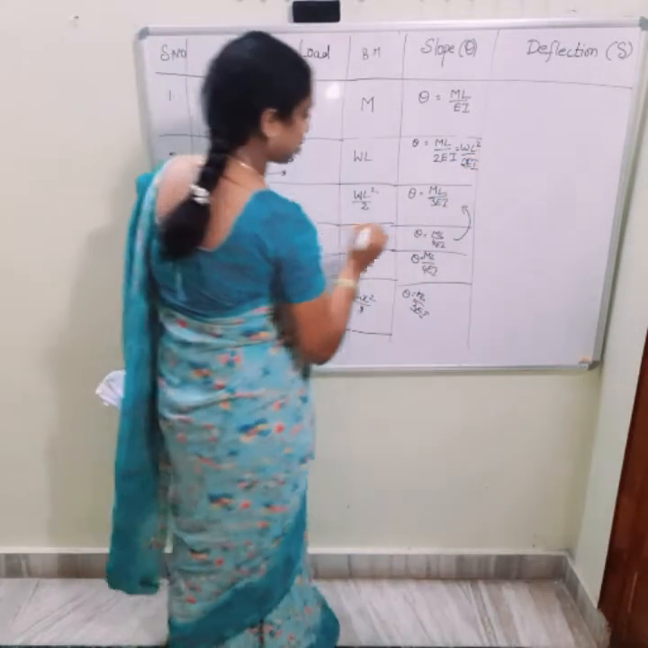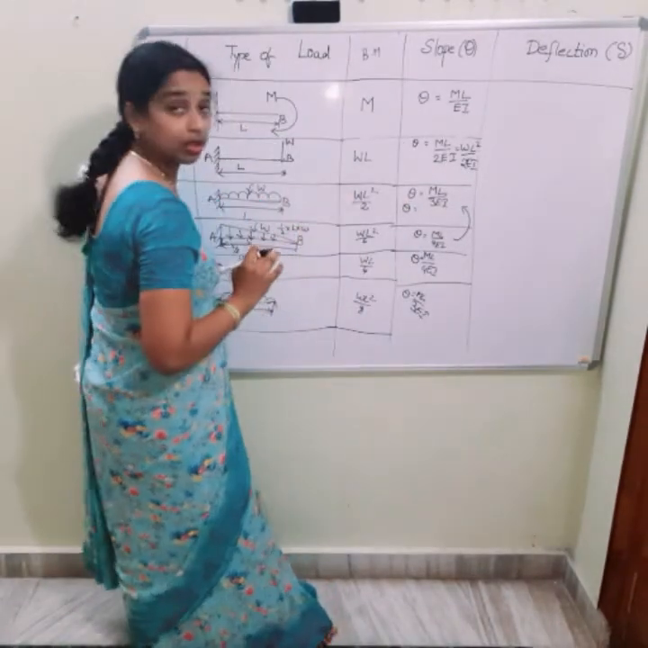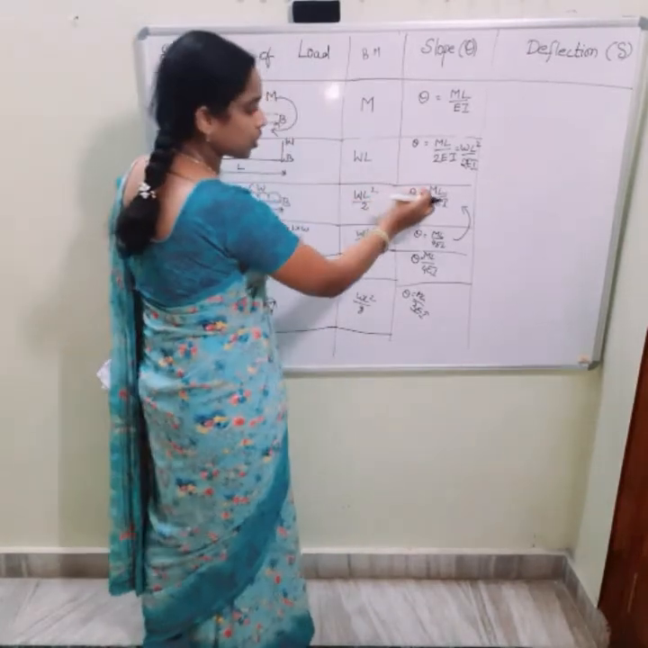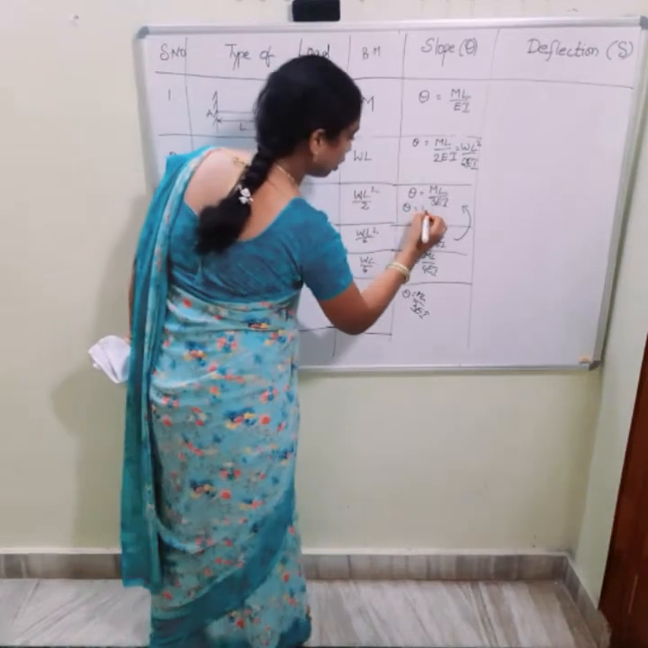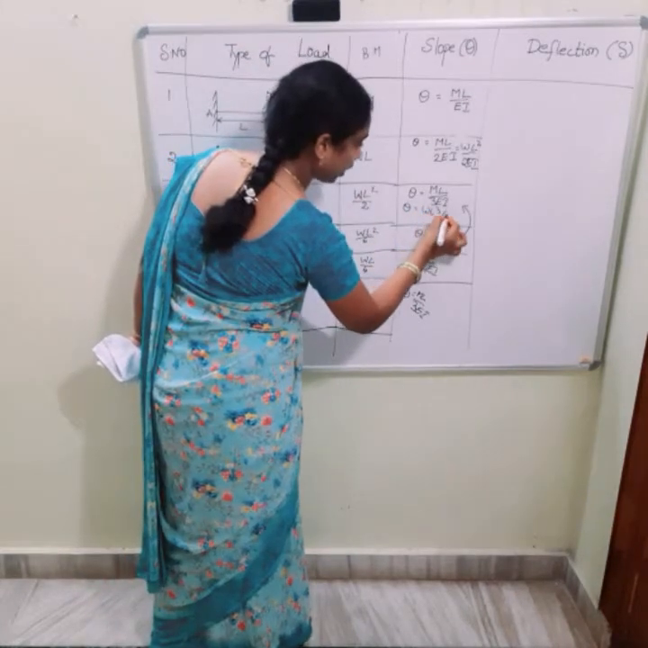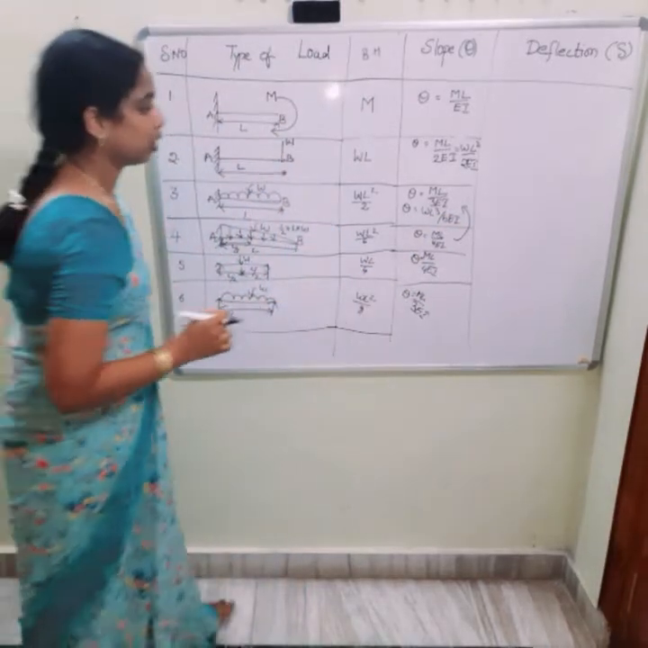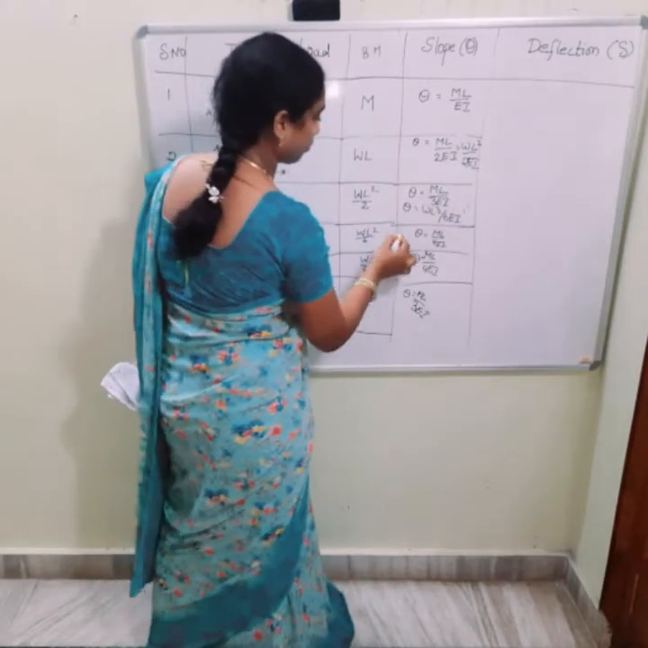Next here, what is M? M is W L square by 2. So substitute the M value: W L square by 2 gives W L cube divided by 6EI. Okay, here it is W L square by 6EI.